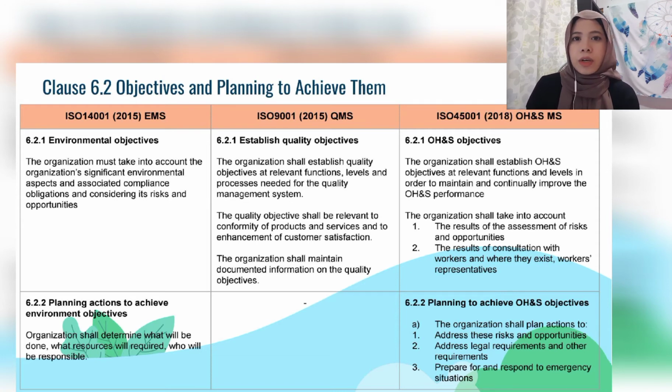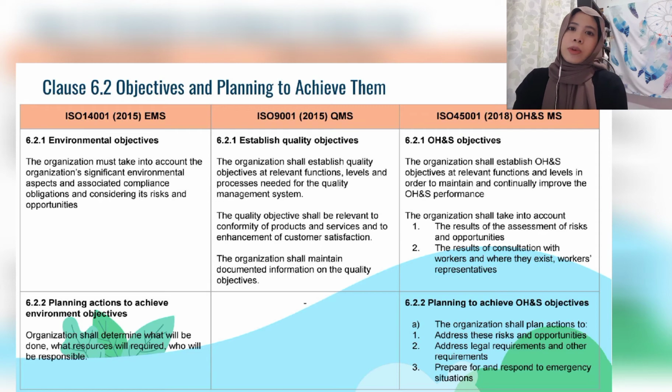For ISO 9001, establish quality objectives. The organization shall establish quality objectives at relevant functions, levels, and processes needed for the quality management system. The organization shall maintain documented information on the quality objectives.